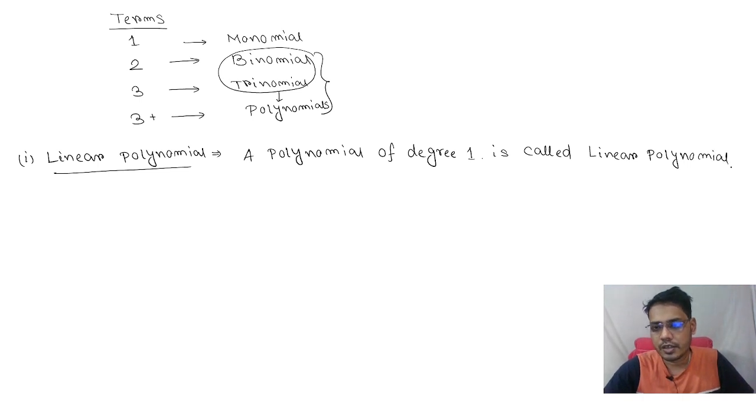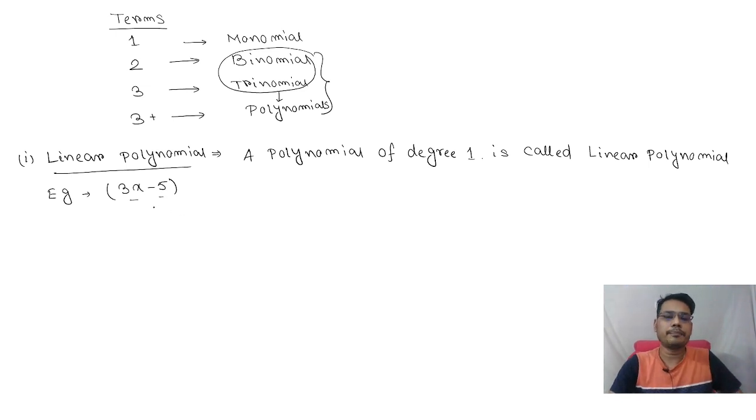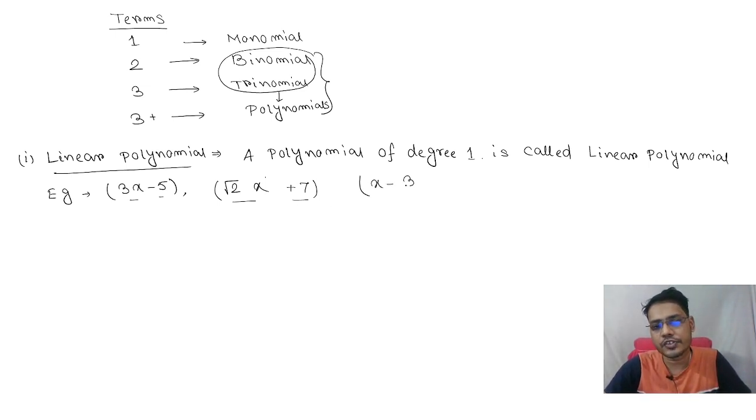Now we will check about the examples. For example, 3x minus 5. Two terms are there, so that means it is a polynomial, and the degree of x is 1, that means it comes under linear polynomial. For example, you can write root 2x plus 7. So here two terms are there and the degree of x is 1, so that means it is also an example of linear polynomial. You can write this x minus 3 by 4.